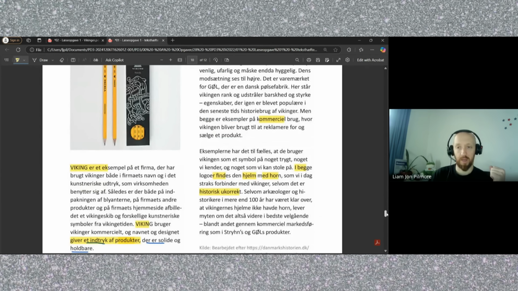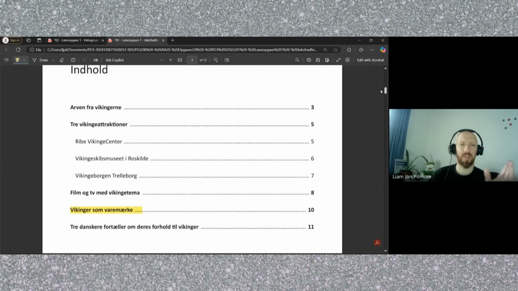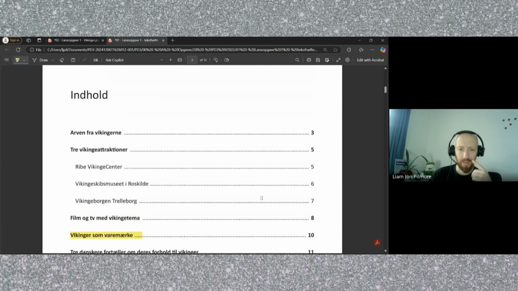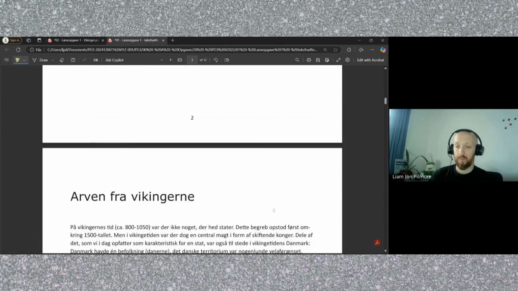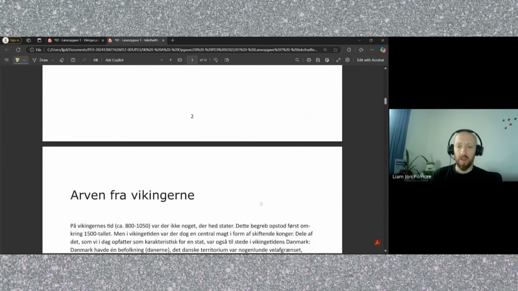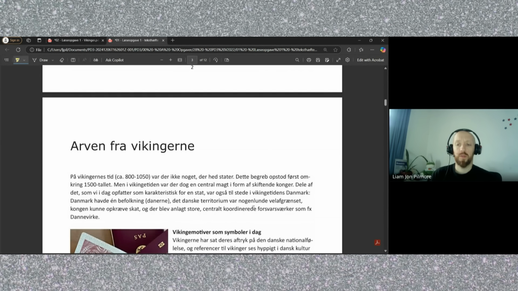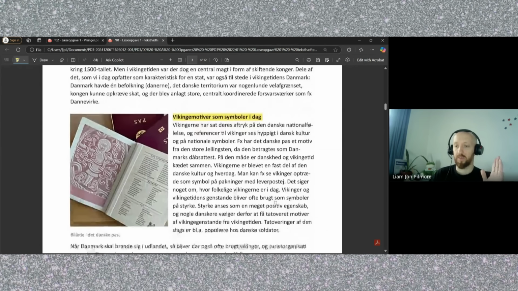Okay. And I'm just going to go again back up to the table of contents just so I don't waste any time or get stressed trying to find it. Is there anything here that says that? Yeah, back up on page number 3, side number 3. No, yeah, it's right here. Arven fra vikingetiden. So I'm looking for something about tattoos, tatoveringer. And actually what I mentioned earlier about looking at the headings, right away I've spotted vikinger motiver som symboler i dag. Super relevant for our answer. Has to be in here somewhere.